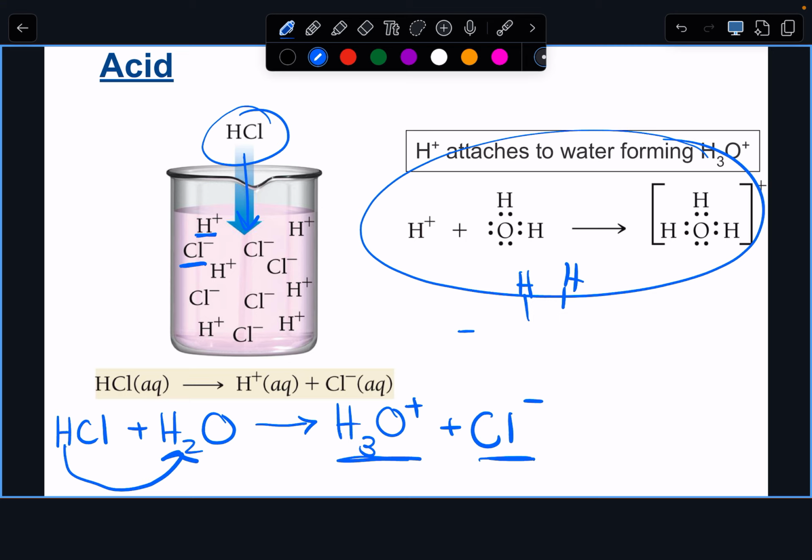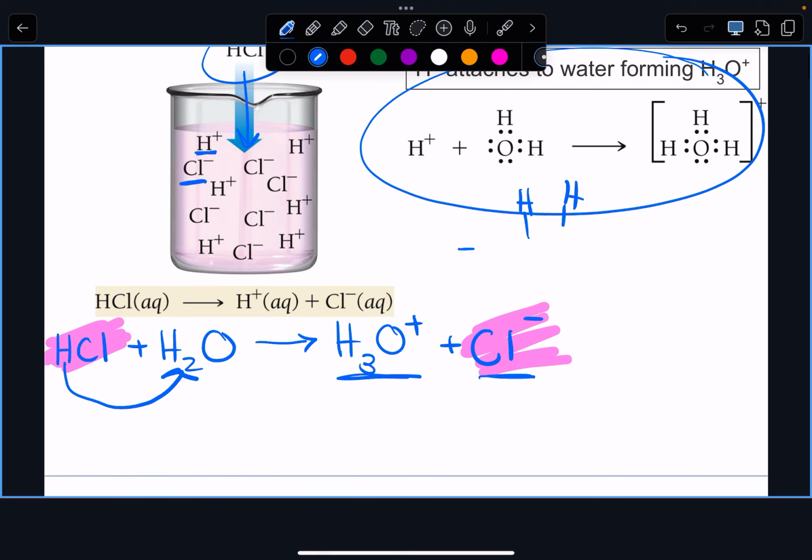Now, an important part of this is the charges. Because you're just moving the hydrogen, you're not moving the hydrogen's electron. Let me just highlight them. So this is the acid. This is the thing the acid turns into. Pretty quickly here, we're going to give that a name. It's called the conjugate base.